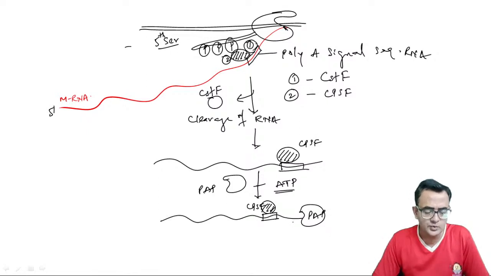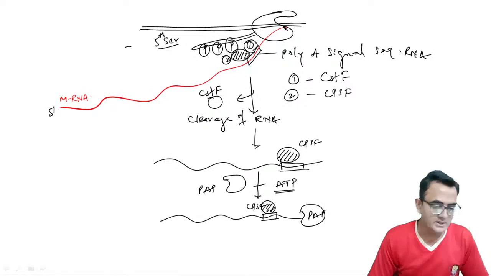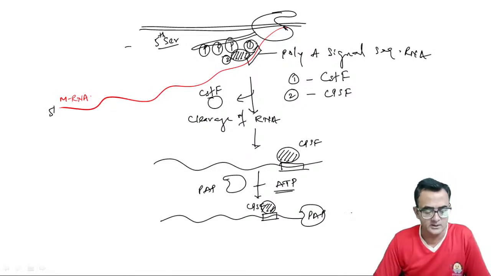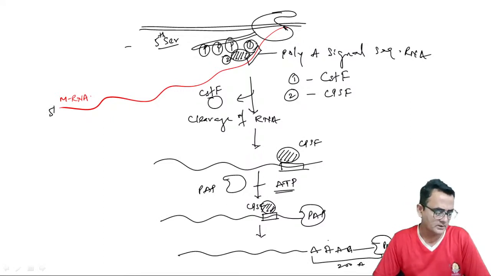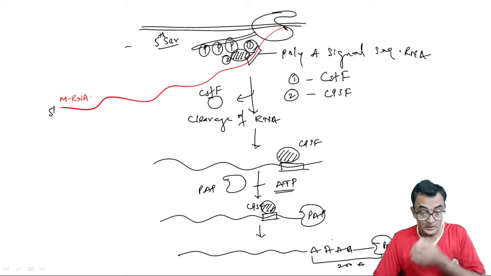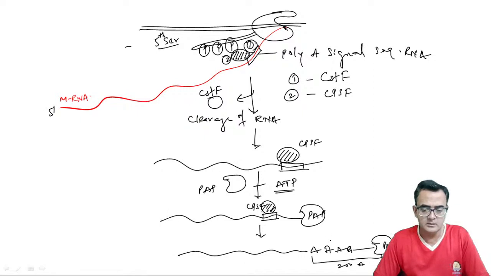So PAP joins adenine one by one in a template independent manner. It keeps joining in the template independent manner. So here what happens? They join the adenine residues, approximately 200 adenine will be added here. This is PAP. So this will add in the template independent manner, approximately 200 adenine will be added.